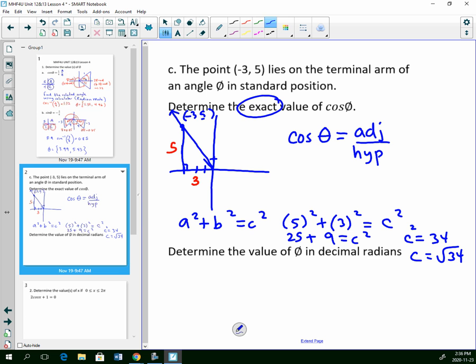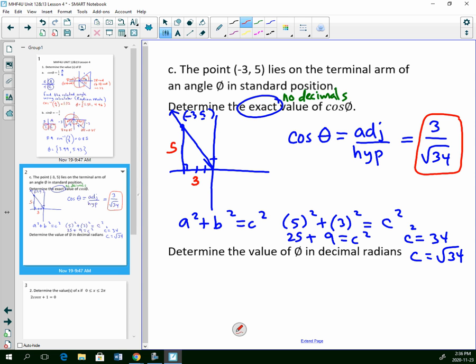It wants it as an exact value, so that means no decimals. So we are going to leave the hypotenuse as root 34. We are not going to change it to a decimal. So when I do my cosine ratio, the adjacent side is 3 and the hypotenuse is root 34. You do not have to rationalize that. You can if you want, but you don't have to. We may need to simplify it into a mixed radical, but for now we'll just leave it as root 34. It can't be simplified any further.